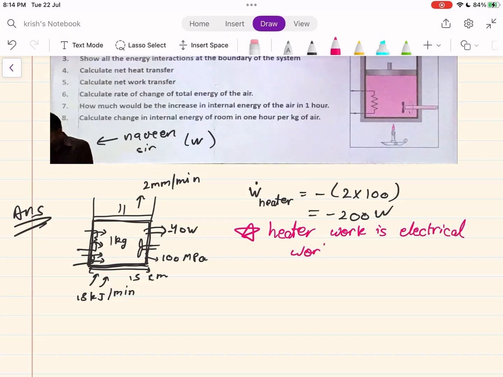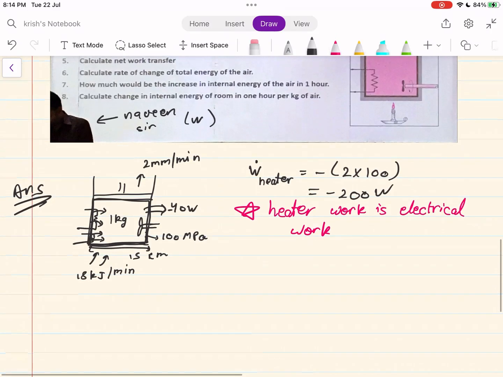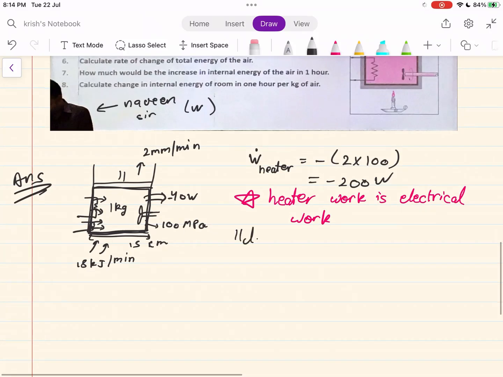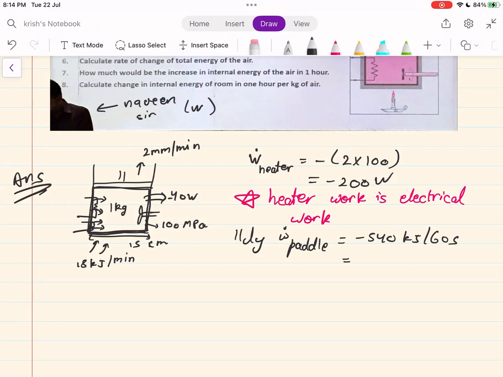Here, heater work is electrical work. Similarly, rate of work by paddle is given as minus 540 kilojoule per 60 seconds, or if we convert it into joule per second, we get minus 150 watt.